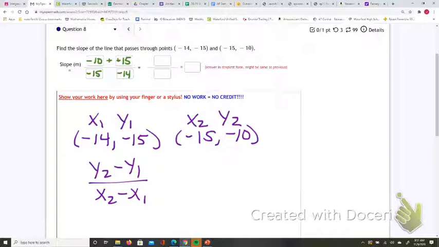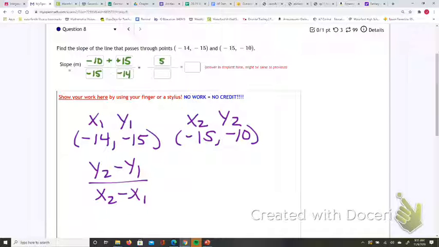Now, whenever we have minus, we change it to plus the opposite. So we end up with negative 10 plus 15. We have 10 negatives and 15 positives. If we have both positives and negatives, we subtract. 15 minus 10 is 5. But we're not done. We have to ask, is that positive 5 or negative 5? We had 10 negatives and 15 positives. We had more positives, therefore the 5 is positive.